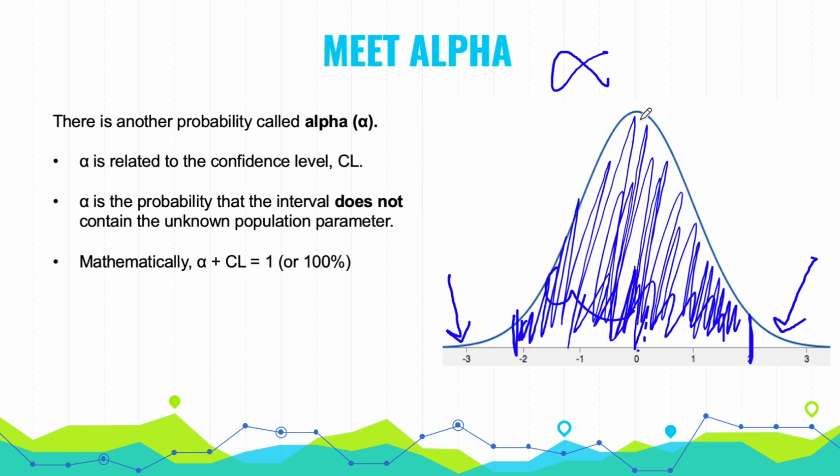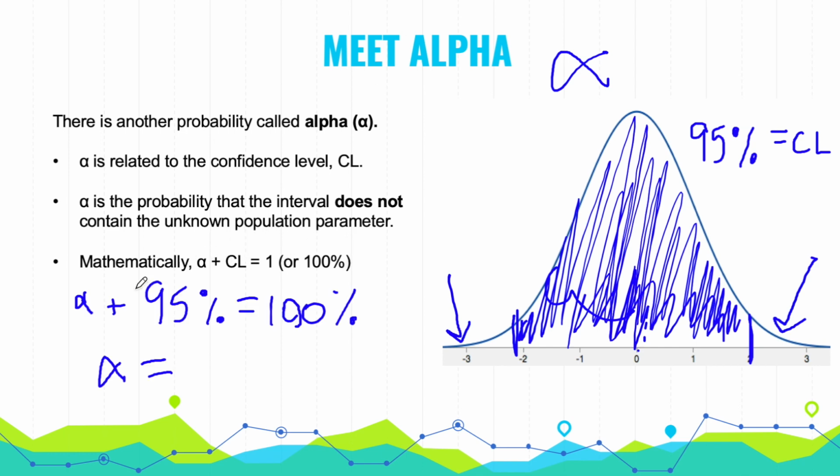So this area here that is shaded in is 95% of the area underneath the curve. That equals our confidence level. Now, alpha mathematically plus the confidence level equals 1, or 100%. So let's look at this mathematically. If we know that alpha plus 95% equals 100%, then we know that alpha is 5%. That's like saying 5% of our area underneath the curve and above the x-axis is not shaded in.